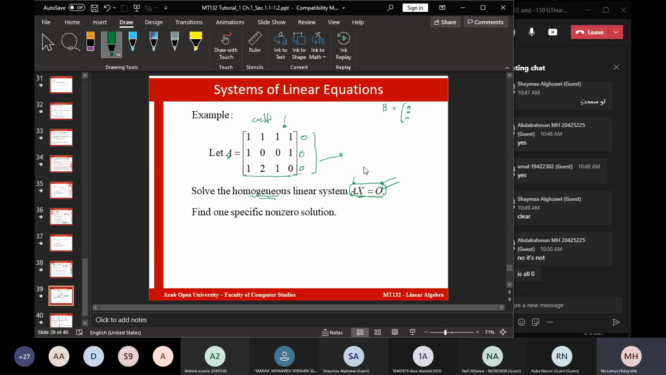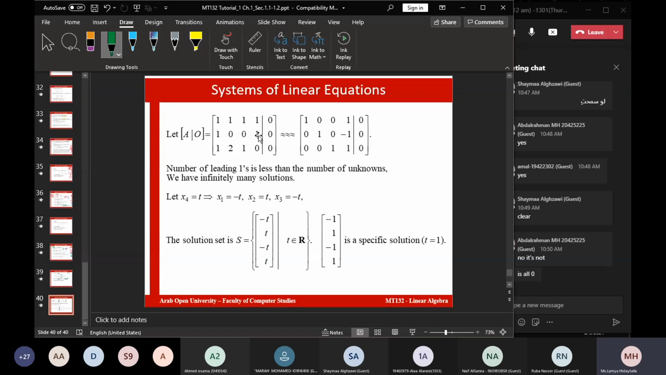Okay. And then at the end he said solve this system and find one specific non-zero solution. Okay, let's go. This is our augmented matrix. As I told you, we do steps to reduce it to the echelon form, and we know how to reduce, right? This is the first leading one.